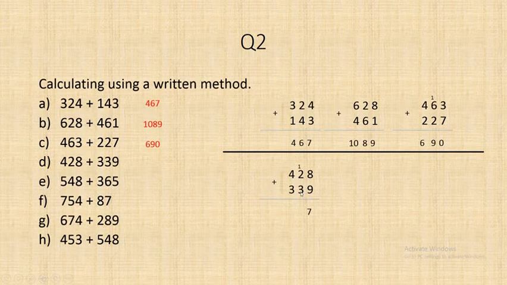2 plus 3 equals 5, plus 1 equals 6. So it's going to be 6 here and 7 here. 4 plus 3 equals 7. So the answer is 767.